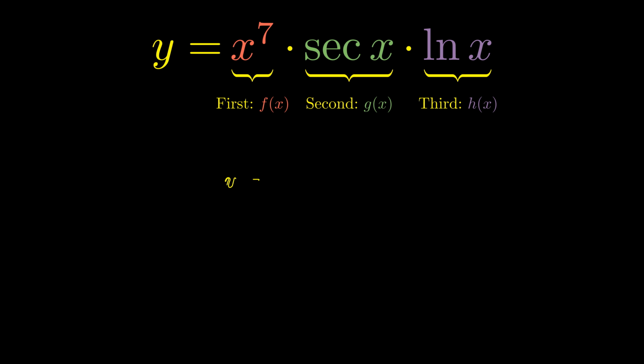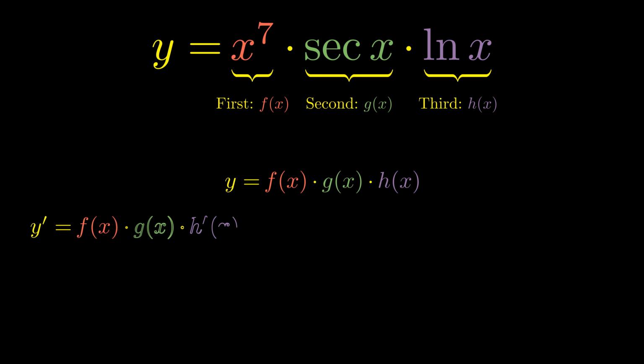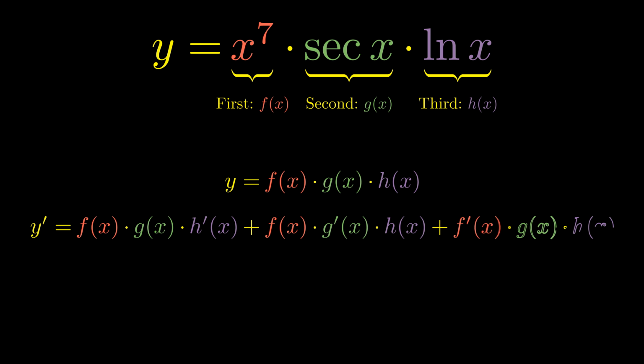Let's state the triple product rule for functions of the form f of x times g of x times h of x. Actually, pause the video for a second and just guess what you think the triple product rule is based off the regular product rule. Were you able to guess this? First times the second times the derivative of the third plus first times the derivative of the second times the third plus the derivative of the first times the second times the third.